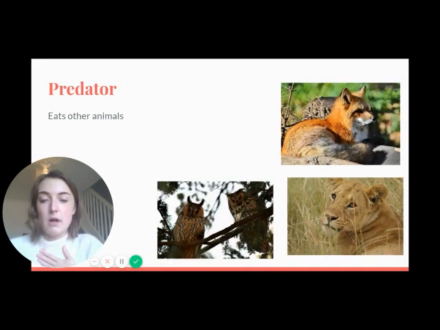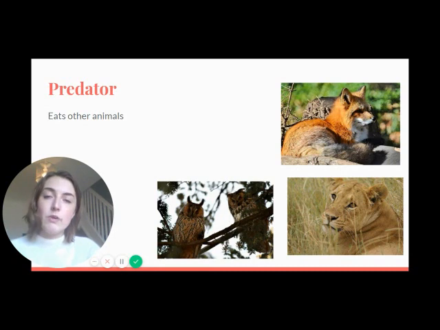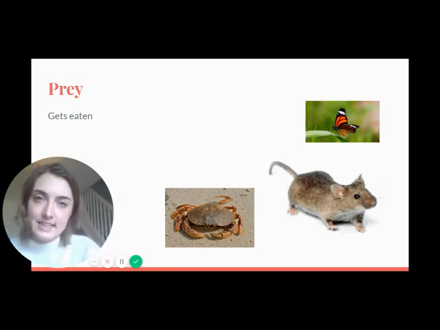Next word, predator. So a lot of you, when you hear predator, think big, scary animals, but it's not always. It just means it's any animal that eats another animal. My turn, prey. So a prey is an animal that gets eaten. So if the owl as a predator came to eat this mice that's on the screen, then the mice would be prey because it's been eaten.